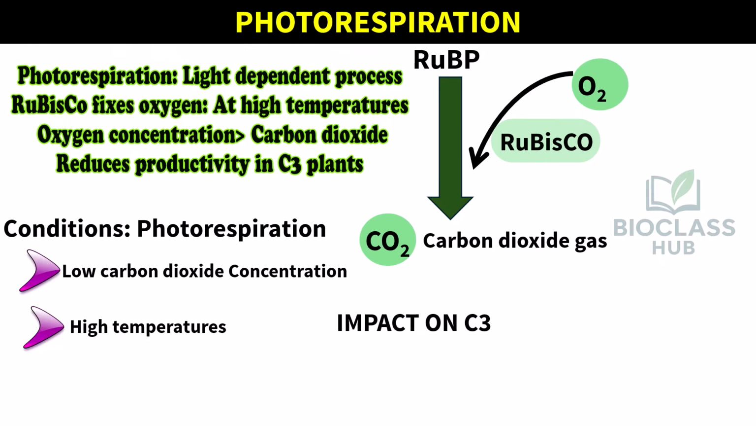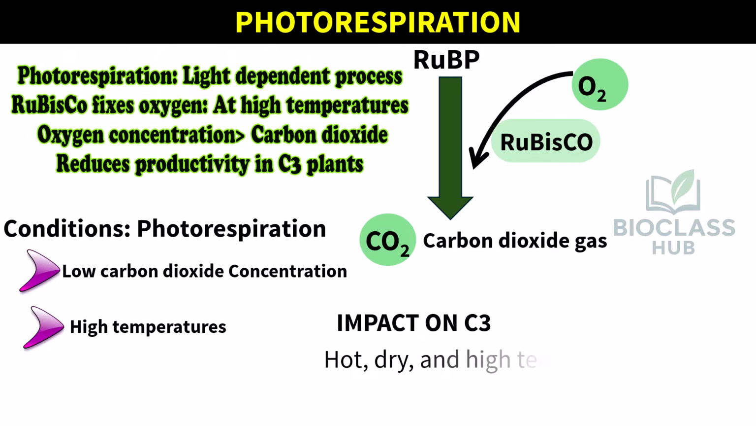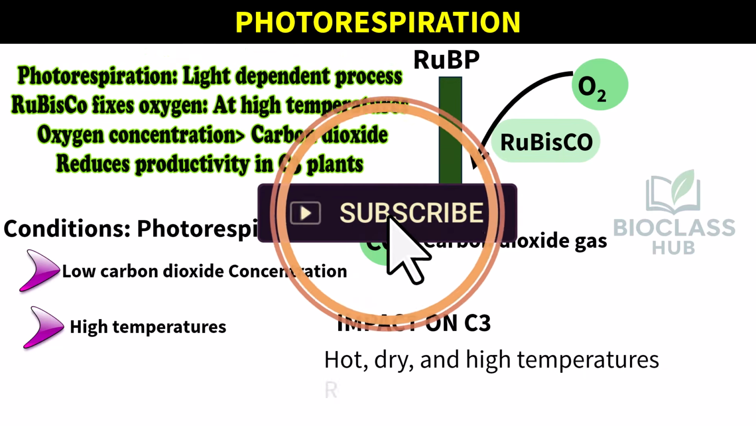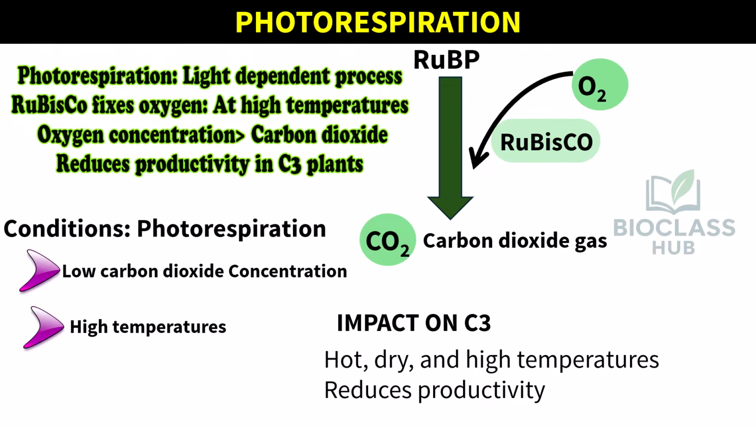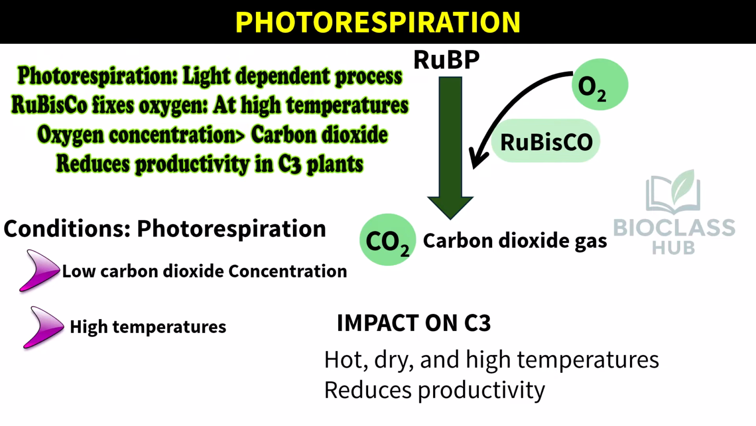C3 plants, e.g., wheat, potato, soybean, rely on Rubisco for carbon dioxide fixation. In hot, dry, or high light conditions, C3 plants are more prone to photorespiration, which reduces their photosynthetic efficiency. That's why C3 plants can't grow well in lowlands with high heat, dry conditions, and high levels of oxygen.